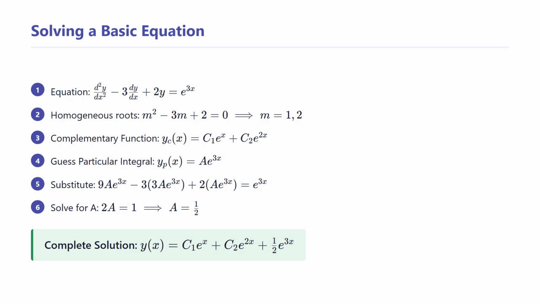Next, we guess the particular integral has the form a times e to the power of 3x. We substitute this guess and its derivatives back into the original equation. Simplifying the terms allows us to solve for a, which equals 1/2. Finally, we add them together for our complete solution.